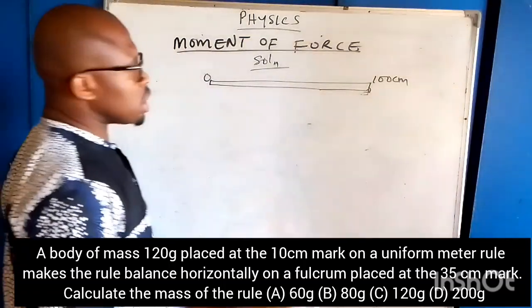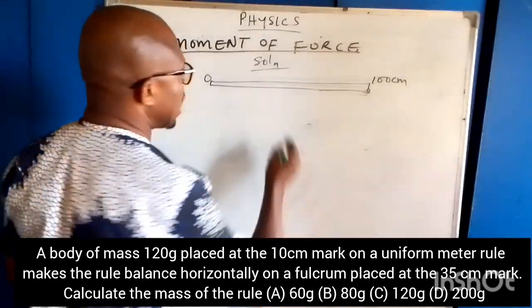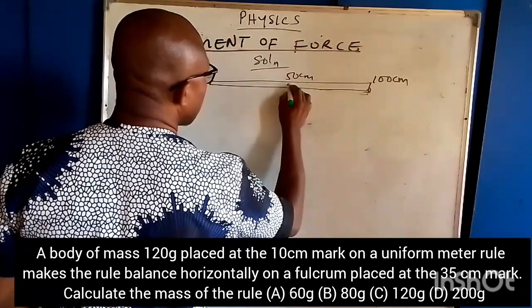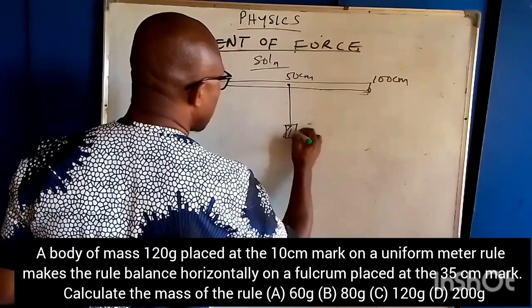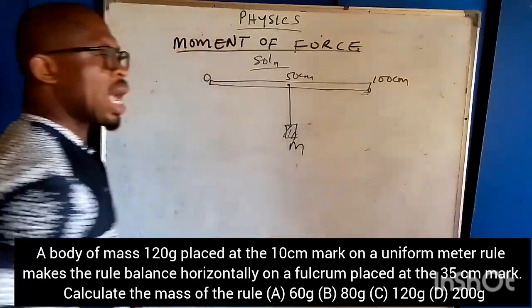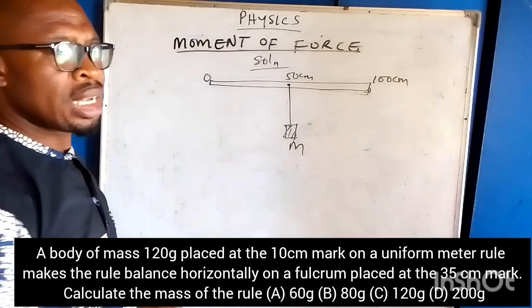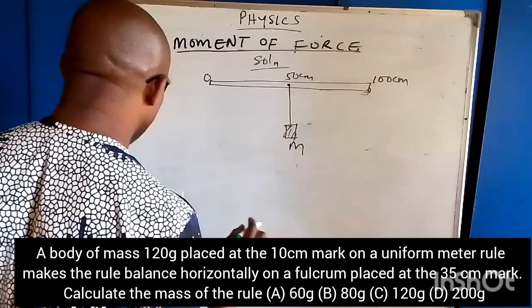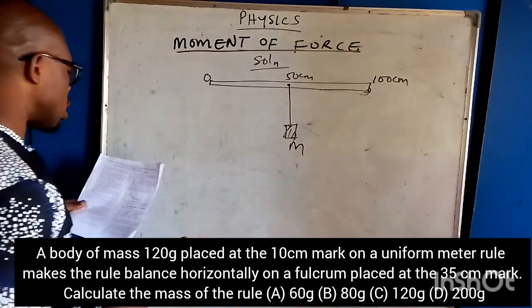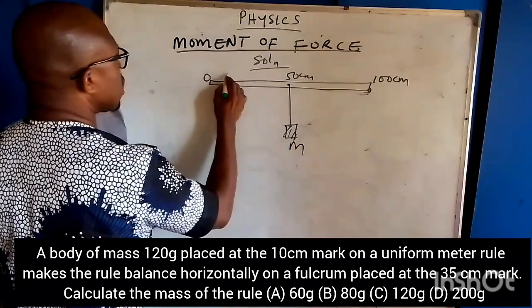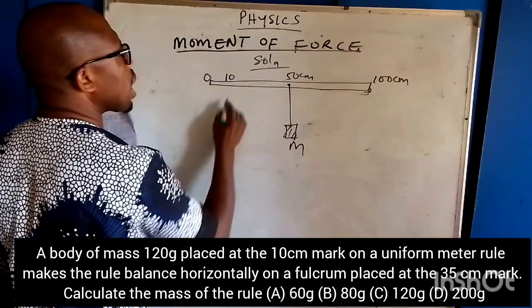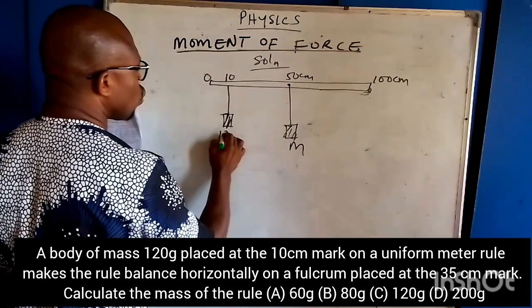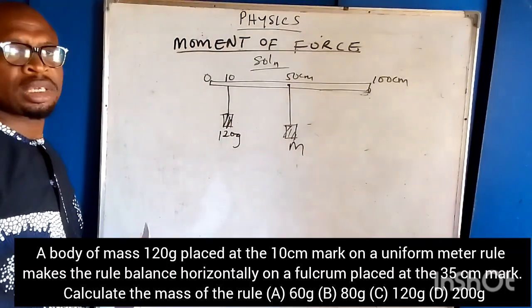And like we just said, the mass of the meter rule acts at the midpoint. So here is the midpoint, which is 50 cm. So this is where the mass of the meter rule will act. Now they said that a mass of 120 grams was suspended at the 10 cm mark. So here at the 10 cm mark, you drop a mass. This mass is 120 grams.